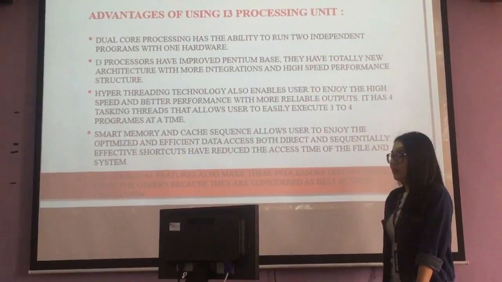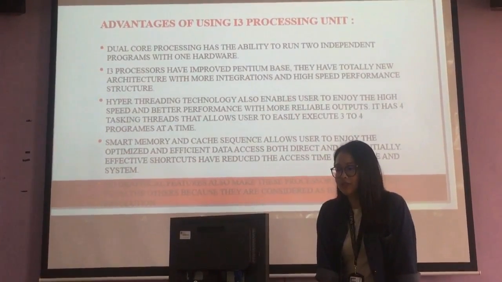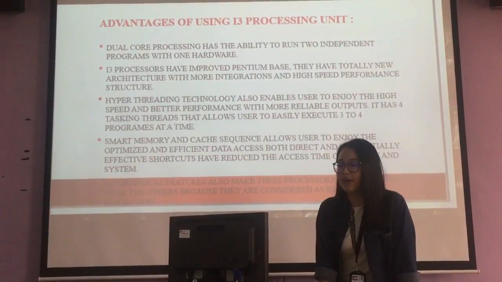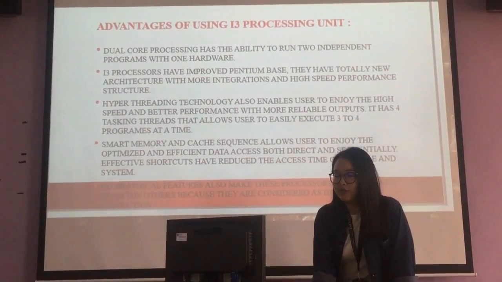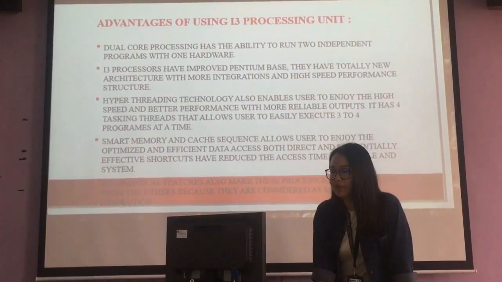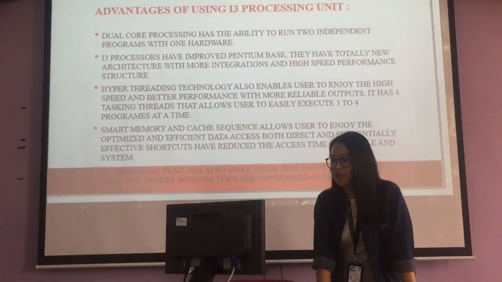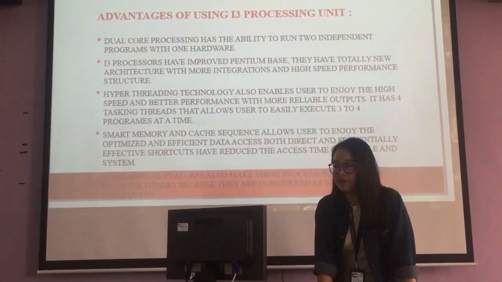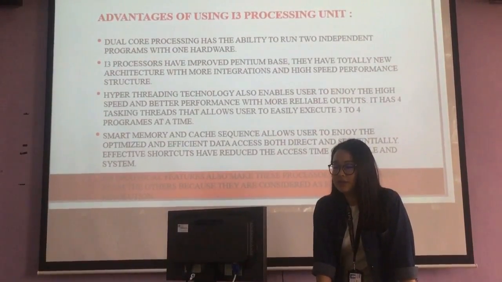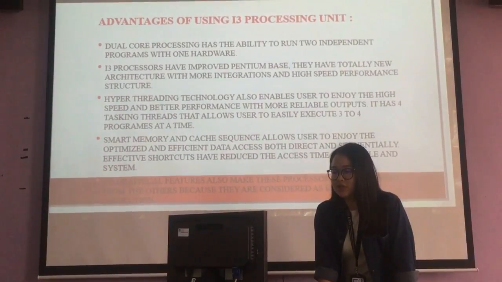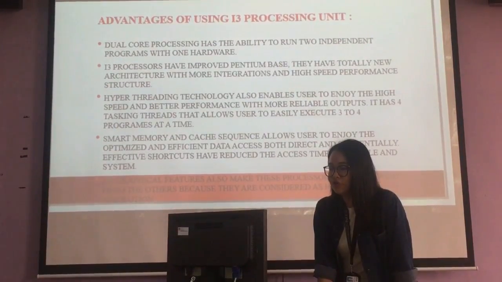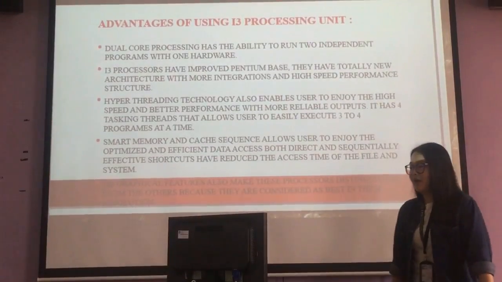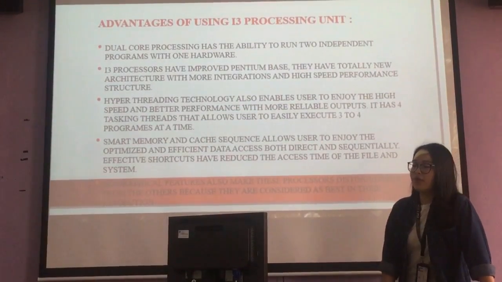The processing unit is the first. Dual core processing has the ability to run two independent programs with one hardware. Second is that i3 processors have an improved Pentium base. They have a totally new architecture with more integration and a high-speed performance structure. The hyper-threading technology also enables users to enjoy high speed and better performance with more reliable outputs. It can run 4 programs at a time.